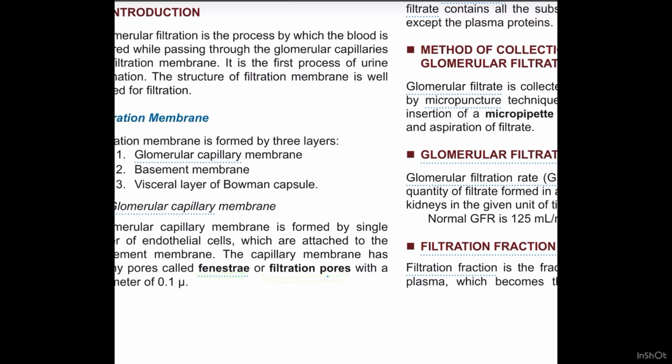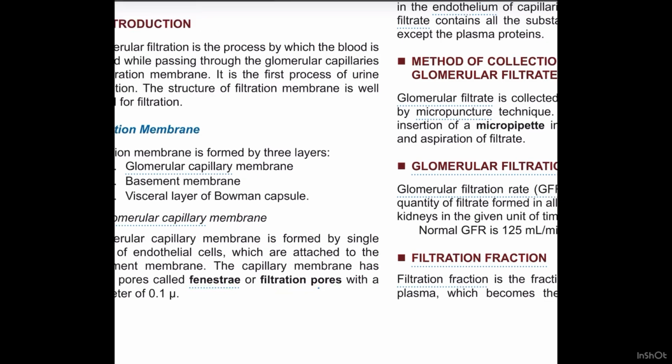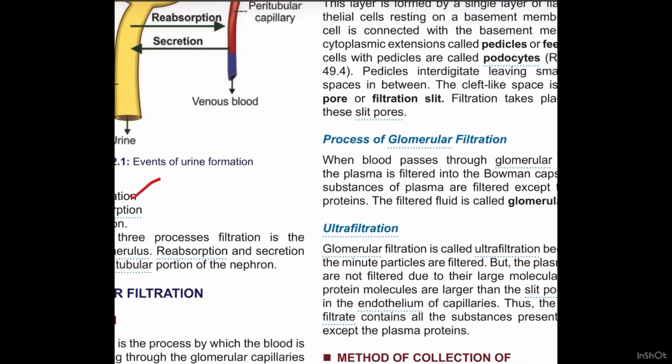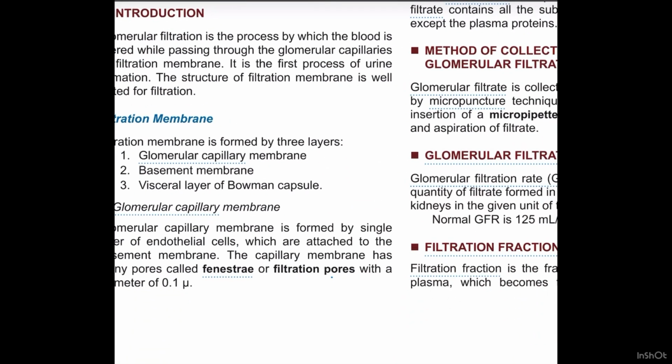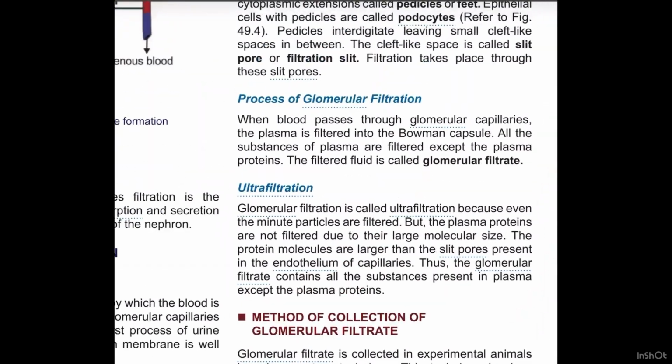If the Bowman's capsule has pores, we consider them filtration slits, or slit pores. This is what slit pores means. The Bowman's capsule consists of pores. If the capillary membrane or blood membrane has pores, that is the fenestra or filtration pores. The diameter of the fenestra or filtration pores, if you are considering, is only 0.1 micron.